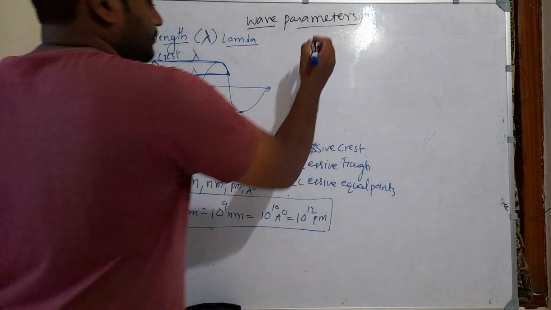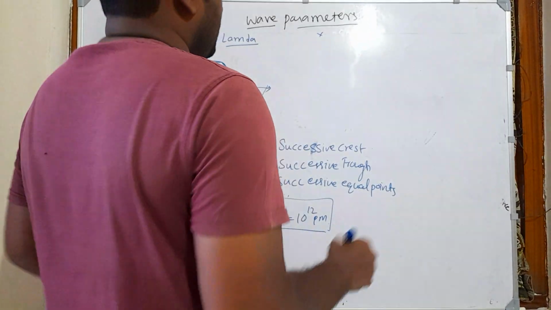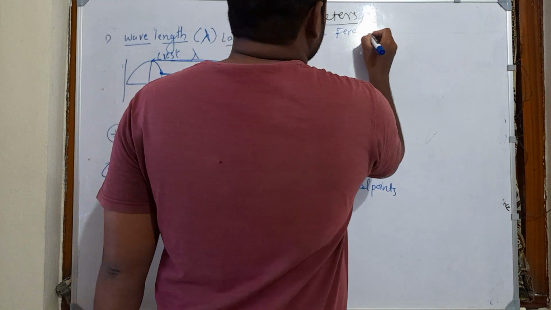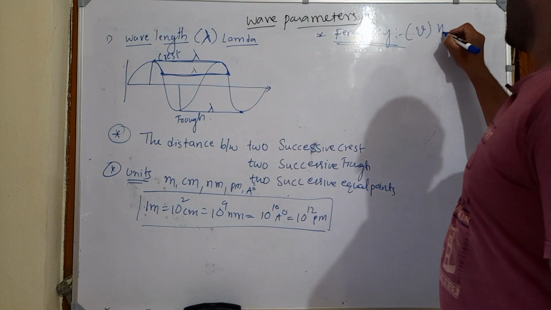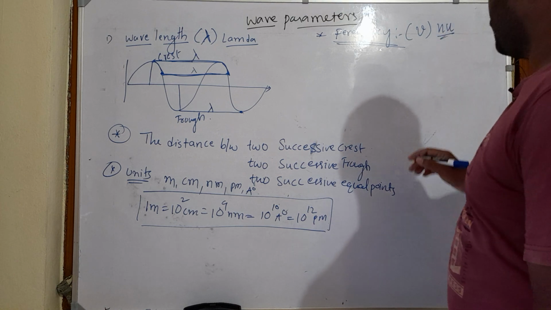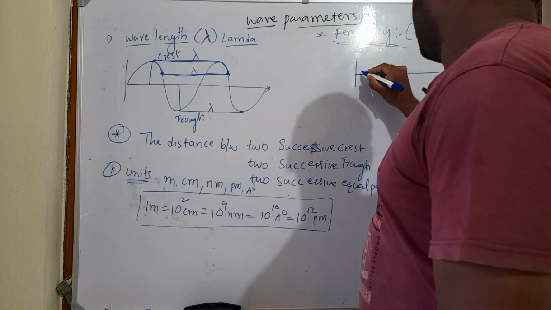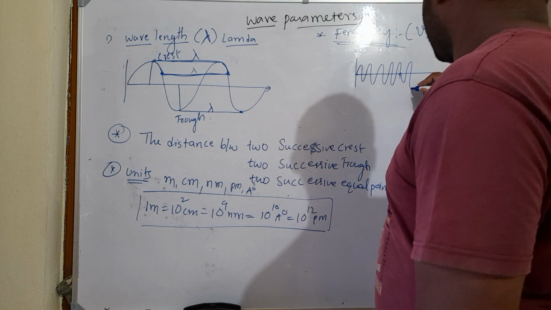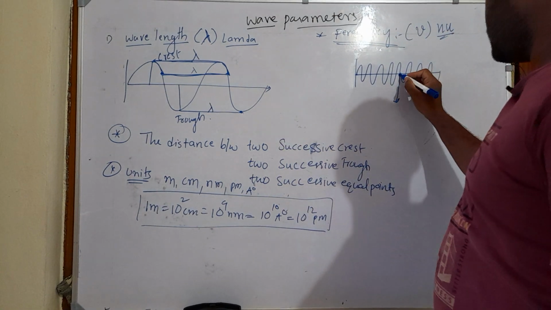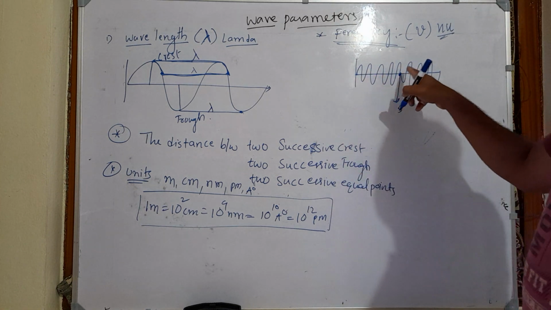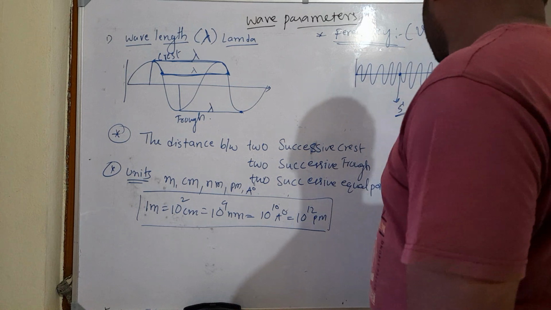The next wave parameter is frequency. Here, what is frequency? Frequency is indicated with the symbol nu, pronounced nu. Frequency is the number of waves passing through a point in a unit time. For example, let us say per second. The number of waves passing through a particular point in a second is called frequency.